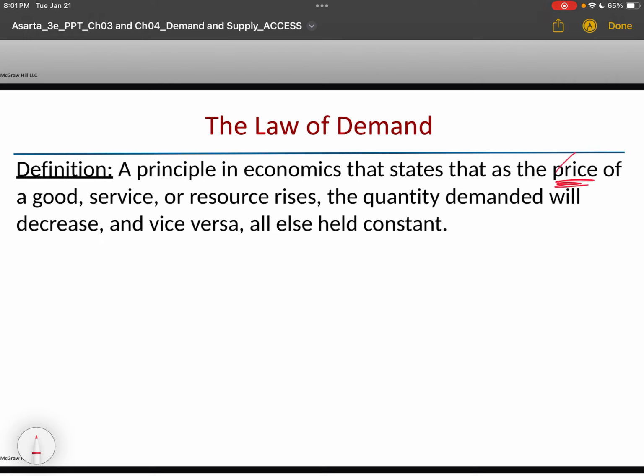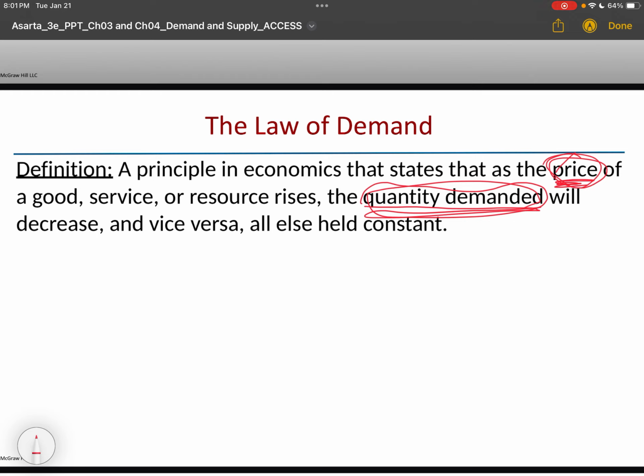The price and the quantity demanded. Note how I did not say demand will decrease when price goes up. I said quantity demanded. We will have to be very strict with ourselves in using these words carefully. As price goes up, quantity demanded falls. As quantity demanded rises, price will fall.